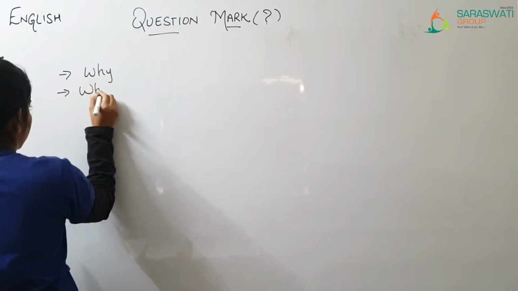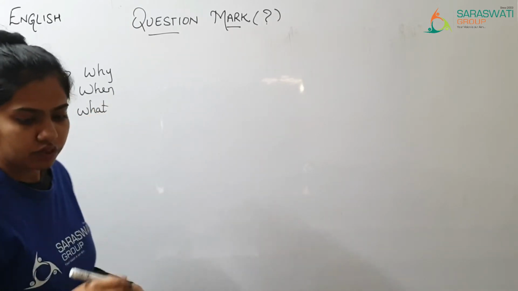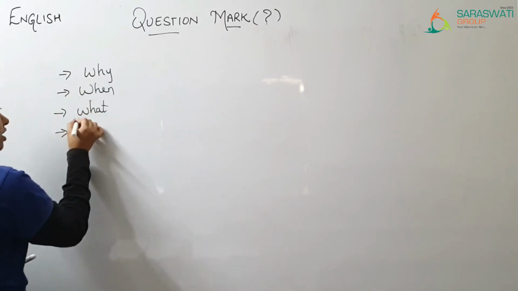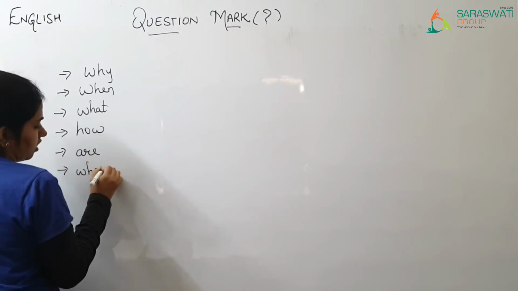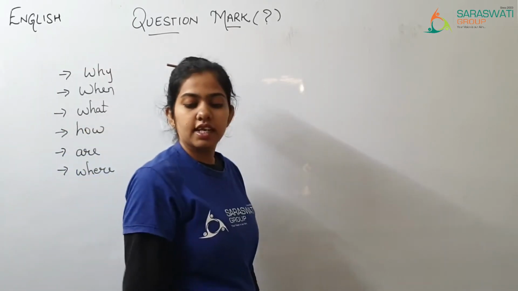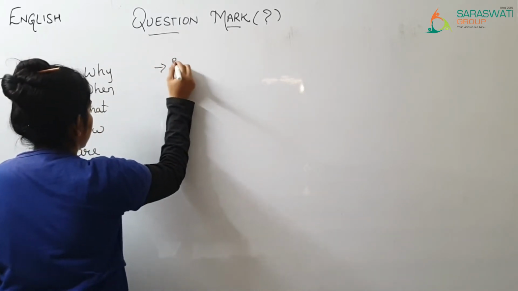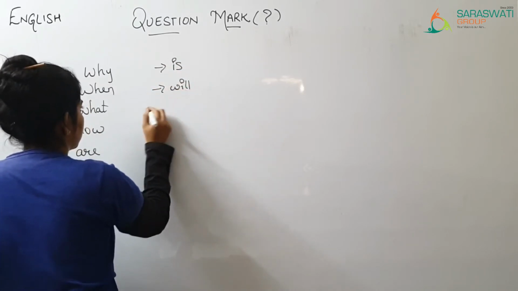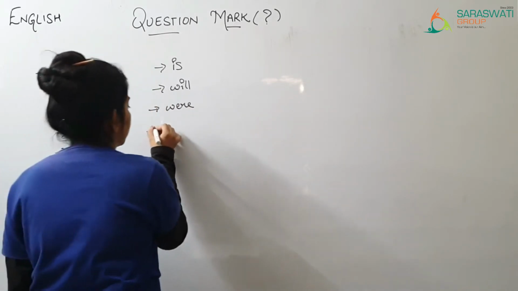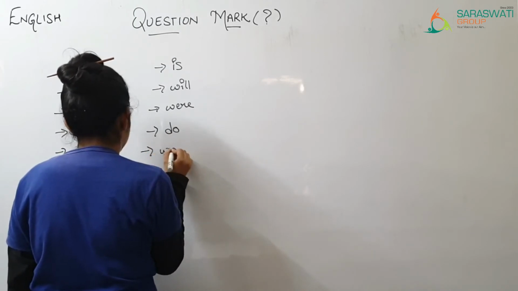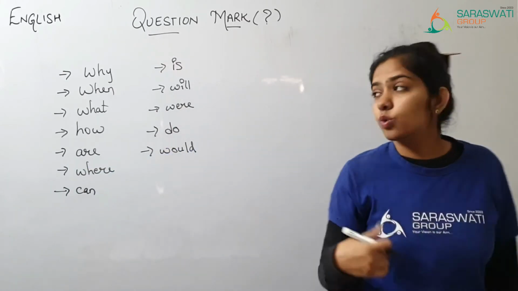are why, when, what, how, are, where, can, is, will, were, do, would. So these are the words, this kind of words are used to ask a question.